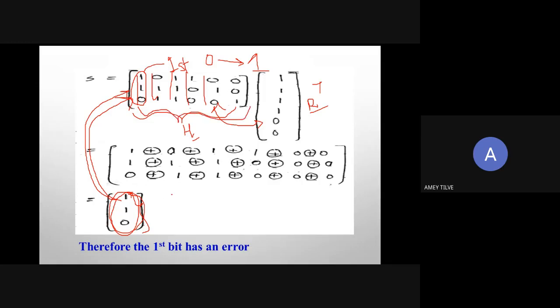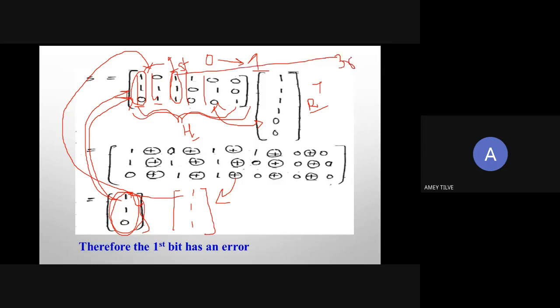Now Vedangi, don't get confused. If the output of this matrix multiplication was 111, I will simply compare this 111 with your H. Now where is this 111 present? Over here your 111 is present. That means your error is present in the third bit.